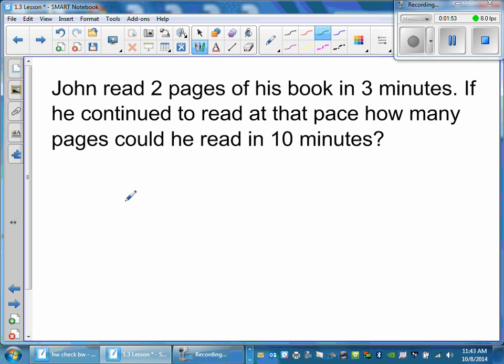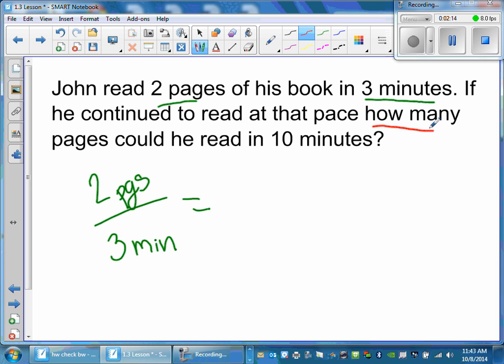John read 2 pages of his book in 3 minutes. If he continued to read at the same pace, how many pages could he read in 10 minutes? So I'm going to set up my first ratio. I have 2 pages, and this is an abbreviation for pages you can use, in 3 minutes, is equal to my second ratio, how many pages could he read in 10 minutes? I'm going to keep minutes across from minutes. They're both on the bottom, setting up 2 ratios that equal each other. How many pages is what I'm solving for. I don't know how many pages, so I'm going to put an X there.